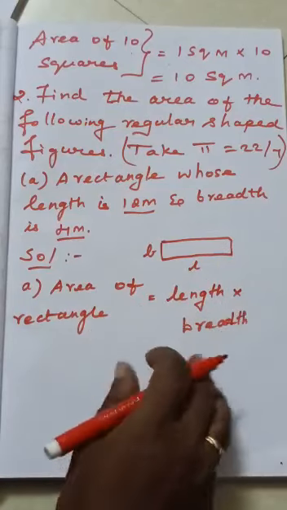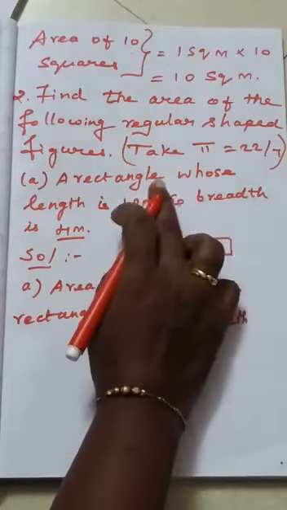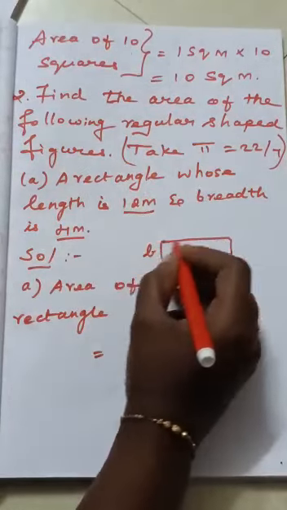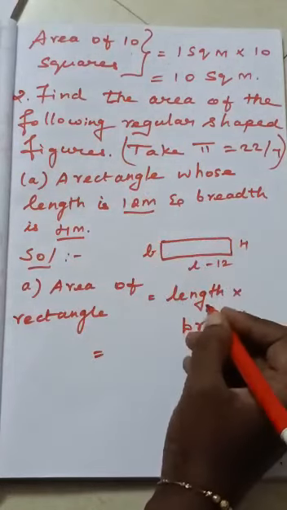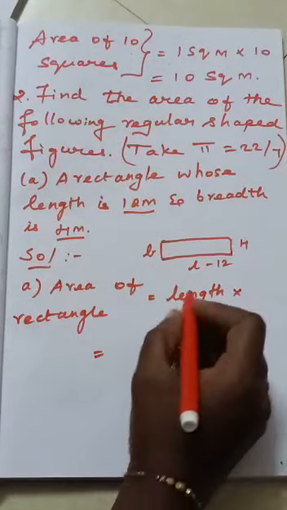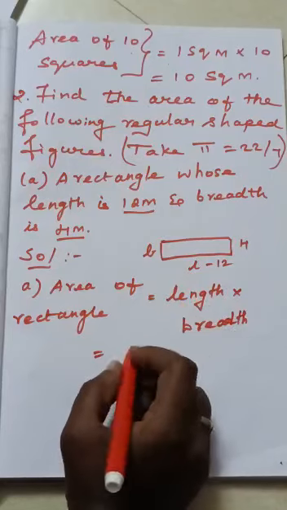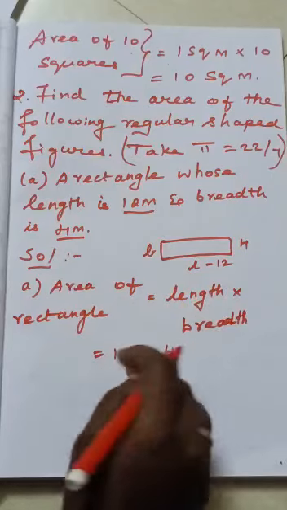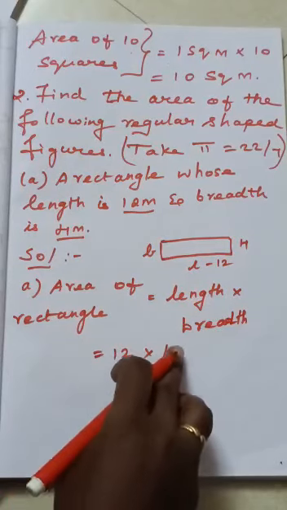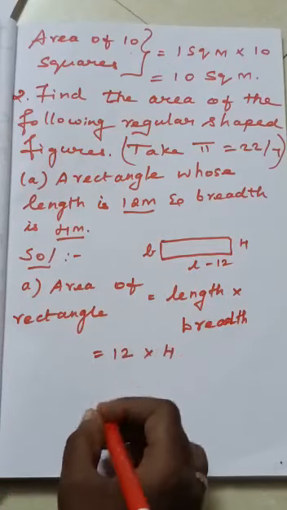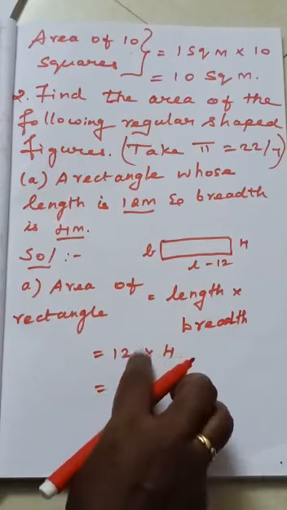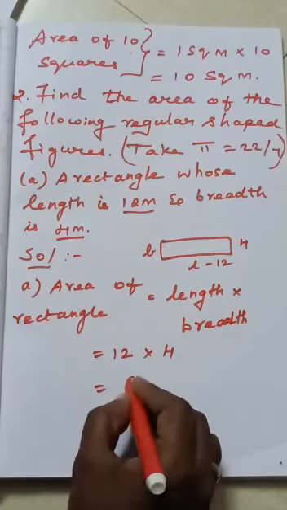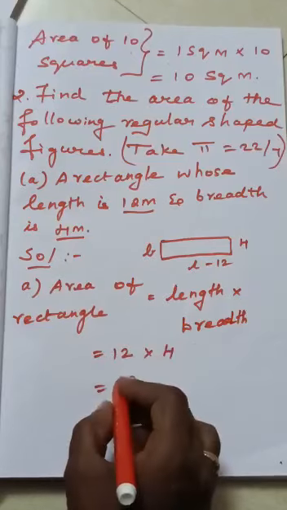Length into breadth. The values which have been given in the question: the value of length is 12 and the value of breadth is 4, right? We have to substitute that. The value of length is 12 into breadth value is 4. Now we have to multiply this 4 into 12 or 12 into 4. What do we get as the answer? Shall we do this? Okay, first 4 into 12, 2 4s are 8 and 1 into 4 is 4.